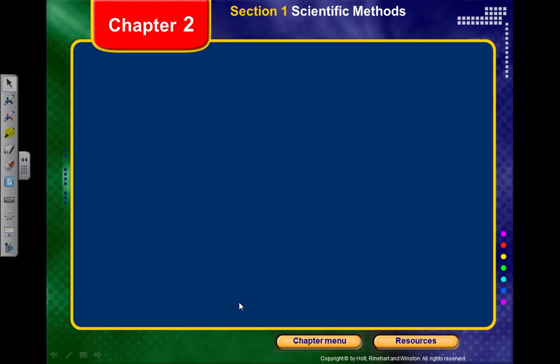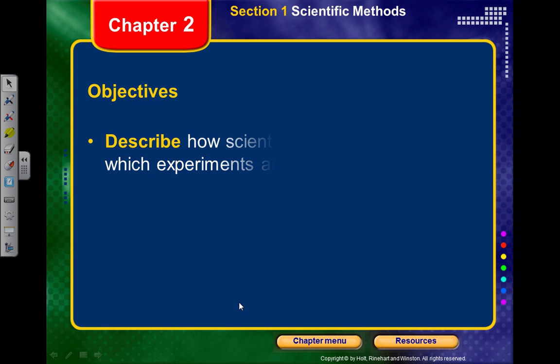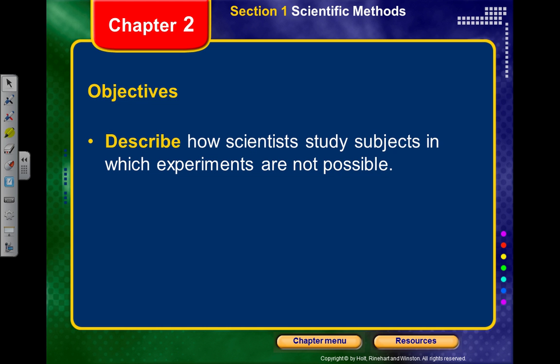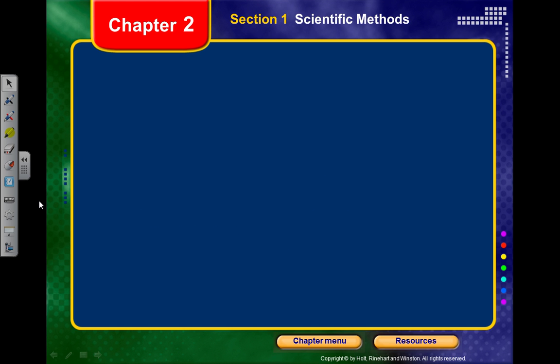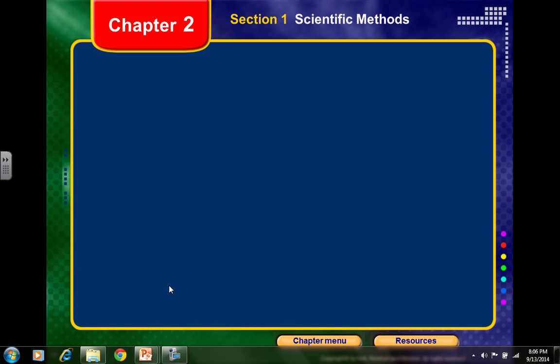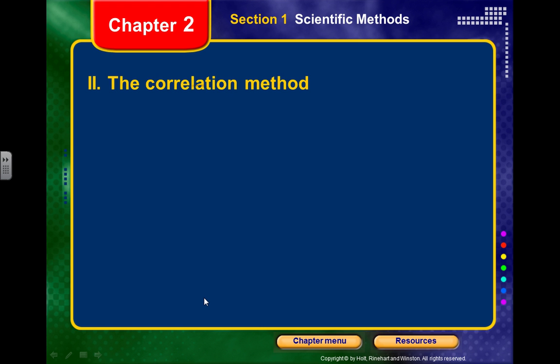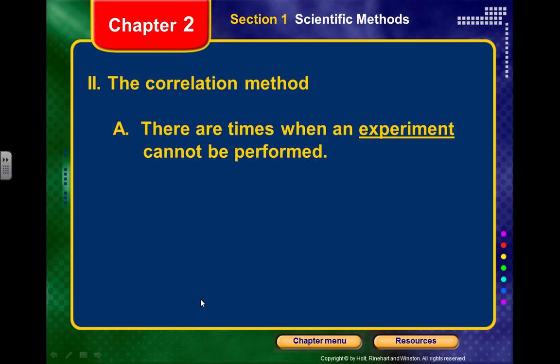Today we are going to be talking about several things. We're going to describe how scientists study subjects in which experiments are not possible, and we're going to explain the importance of curiosity and imagination in science. So, what we're going to be looking at is something called the correlation method.